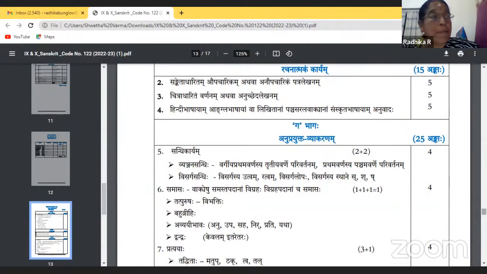There are options for Samasa. In the 21-22 year, because of the pandemic situation, they studied only 2 Samasas, I think. This year they added some more portions. Anyway, all portions are not included. They added some other Samasas also in the 22-23 syllabus.